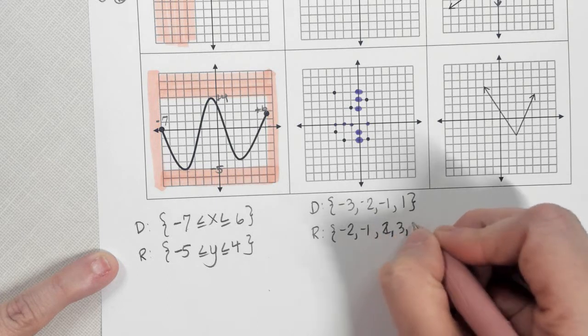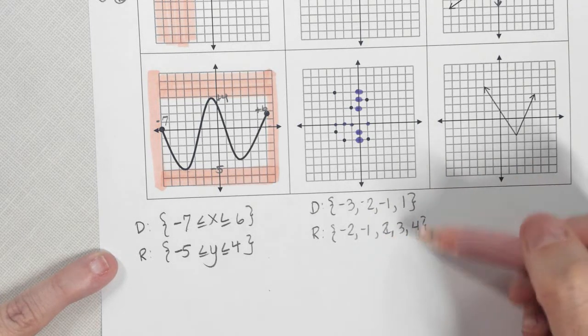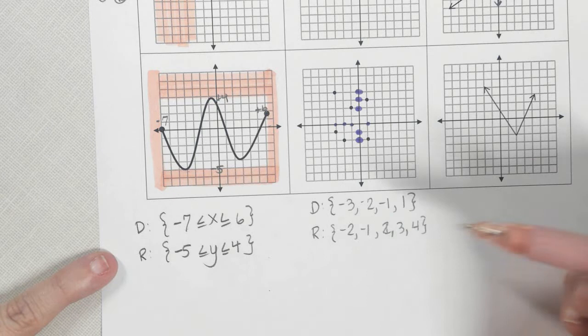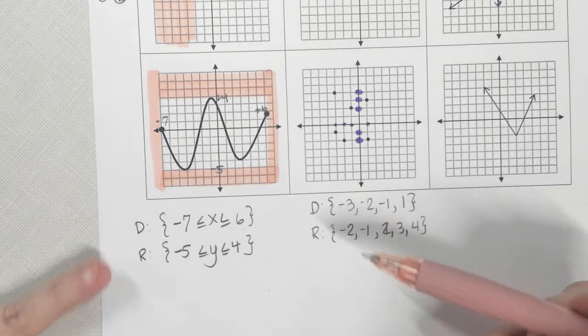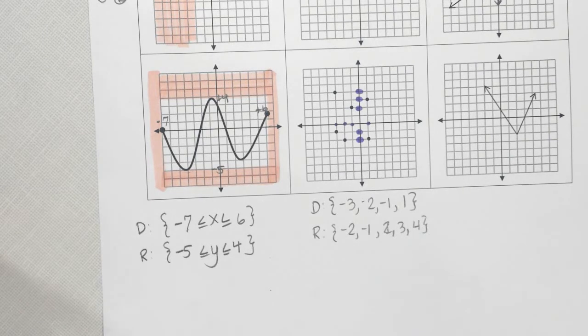2, 3, 4. Now notice, I don't have the same number of x's as y's, but that doesn't matter because these are the x values I have and these are the y values I have. I don't have to have the same number of x's and y's.